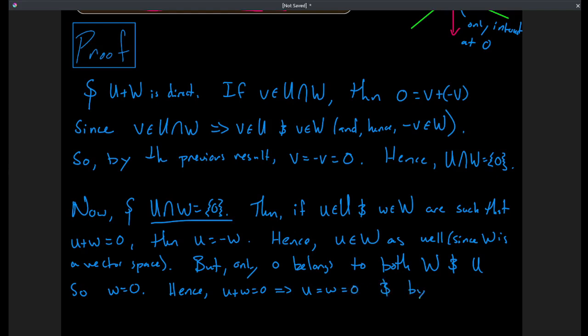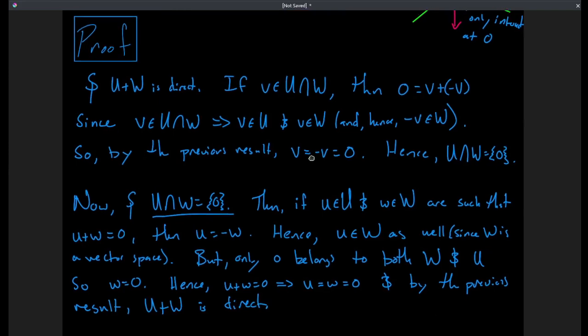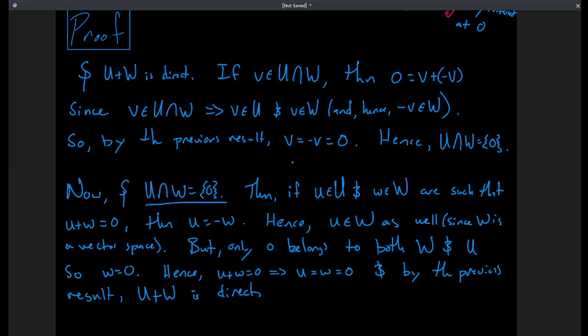And by the previous result, U plus W is direct. So let's break down this proof again, since I think maybe this is the more complicated one we've done today. In the forward direction, we said, hey, let's suppose we've got a direct sum. This means that there's only one way to write an element of this vector space as a sum of something from U and something from W.